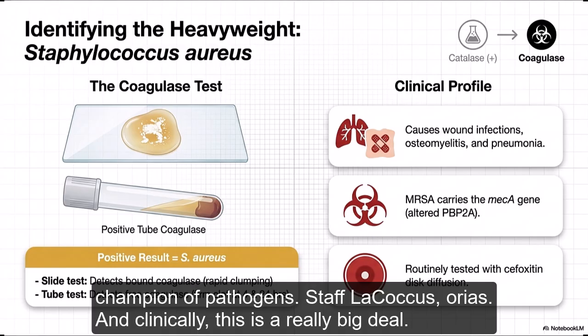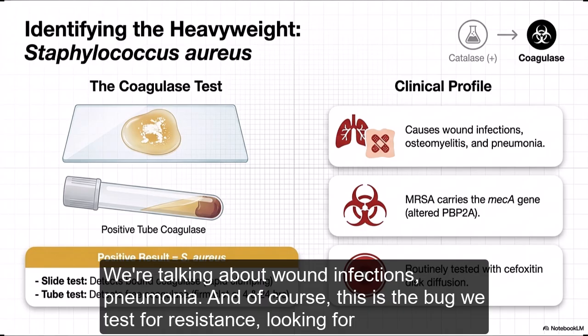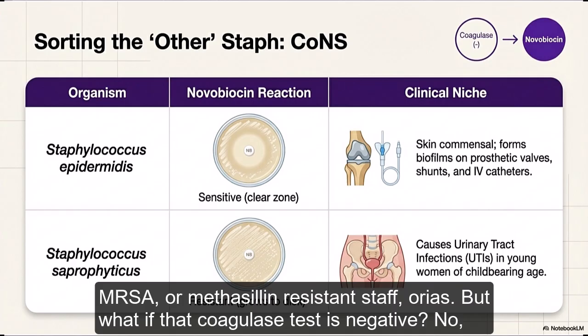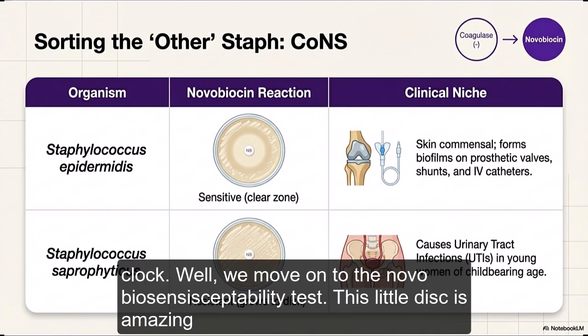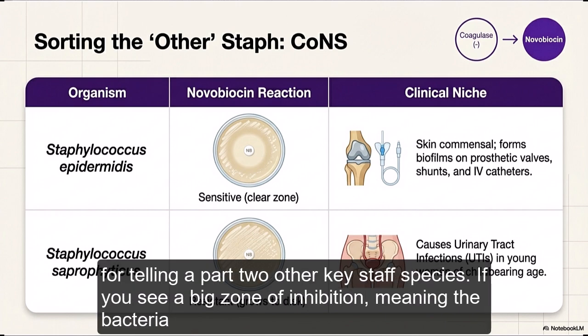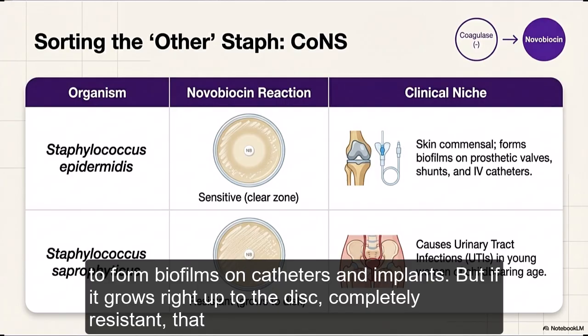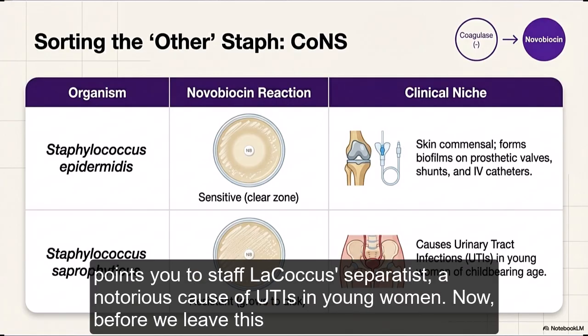And clinically, this is a really big deal. We're talking about wound infections, pneumonia, and of course, this is the bug we test for resistance, looking for MRSA, or methicillin-resistant Staph aureus. But what if that coagulase test is negative? No clot. Well, we move on to the Novobiocin susceptibility test. This little disc is amazing for telling apart 2 other key staph species. If you see a big zone of inhibition, meaning the bacteria are sensitive to it, you're probably looking at Staphylococcus epidermidis, that classic skin organism that loves to form biofilms on catheters and implants. But if it grows right up to the disc, completely resistant, that points you to Staphylococcus saprophyticus, a notorious cause of UTIs in young women.